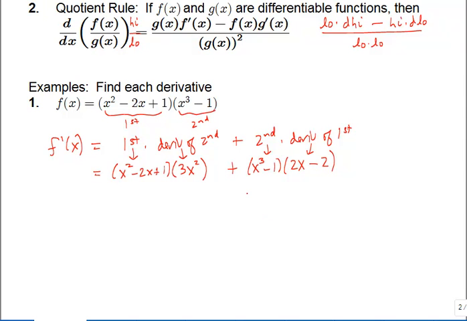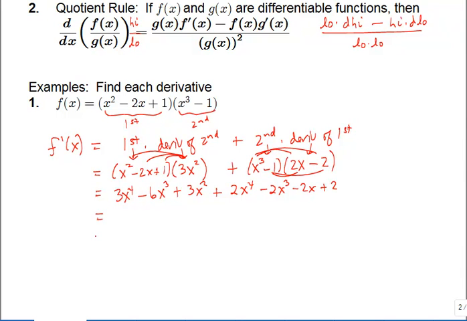Now, usually we're going to be doing stuff with this derivative, so it's usually a good idea to go ahead and simplify this. So I'm going to have to go ahead and do some distributing. 3x squared times x squared is 3x to the 4th. 3x squared times minus 2x is minus 6x cubed. 3x squared times 1 is 3x squared. And then over here I'm going to have to FOIL. x cubed times 2x is 2x to the 4th. Then I get a minus 2x cubed, a minus 2x, and then a plus 2.